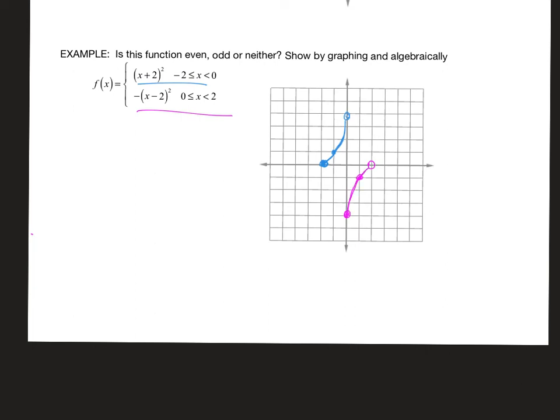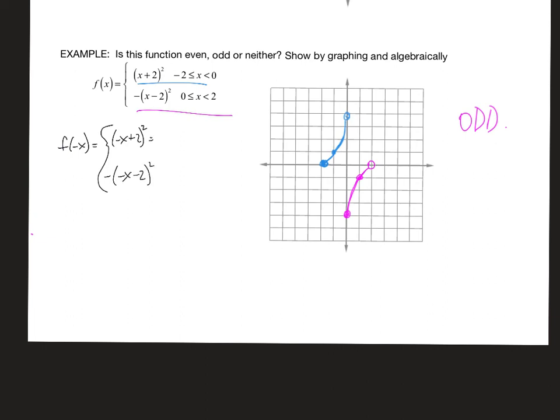Okay. So based on my picture, I could rotate this thing, okay? I'm guessing this thing is odd, okay? That's based on the picture. Now, let's actually do the algebraic test. So if I put negative x into this function, I'm going to have negative x plus 2 squared. And down here, negative x minus 2 squared.